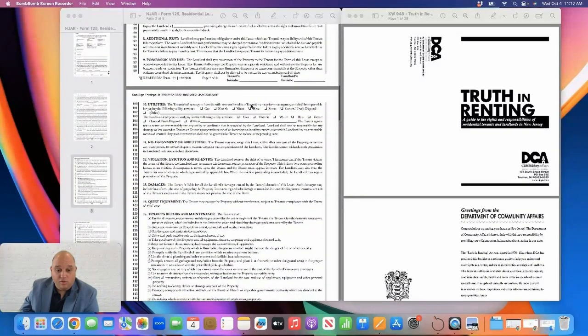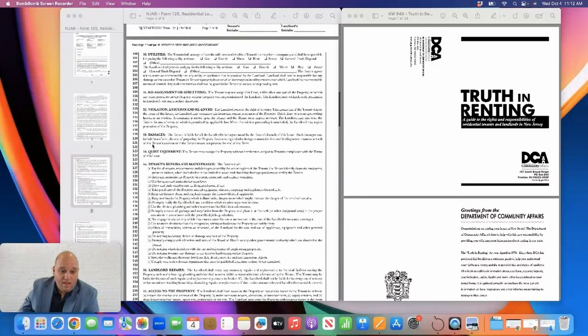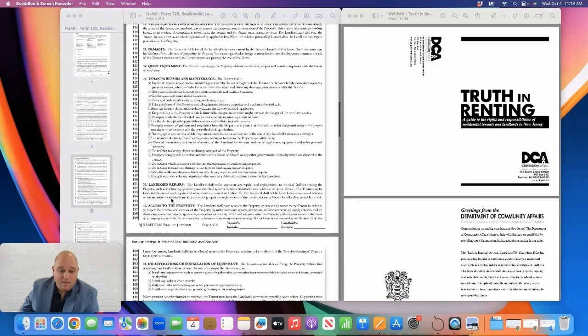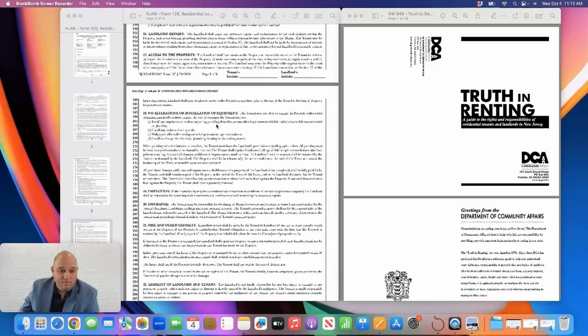Which utilities are included in the rent, which are not included in the rent, meaning what does the tenant pay for and what does the landlord pay for? A lot of this is like standard form information in here as far as like who's responsible for what, tenants' repairs, landlord's repairs, and the landlord's access to the property or their representative.